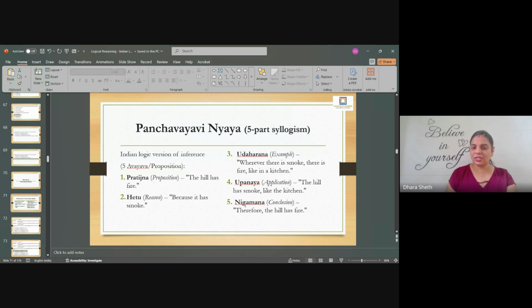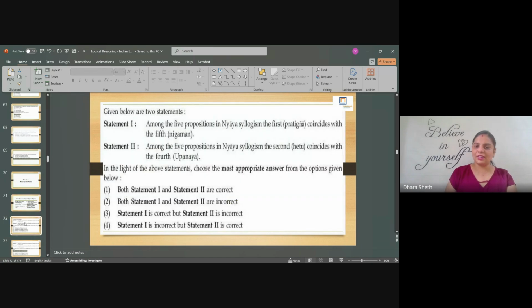Pratijna or proposition is the same as Nigaman or conclusion. Hetu is coordinate with Upanay. There was a question that we had solved, that among the 5 propositions in Nyaya syllogism, the first coincides with 5th and second coincides with 4th.